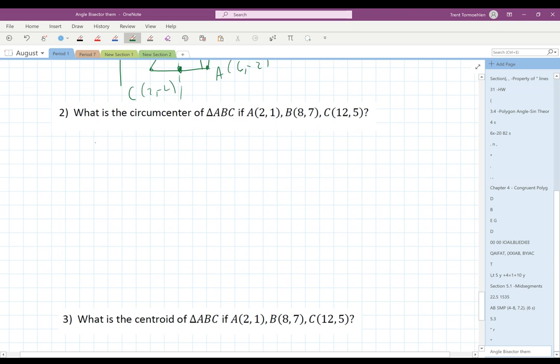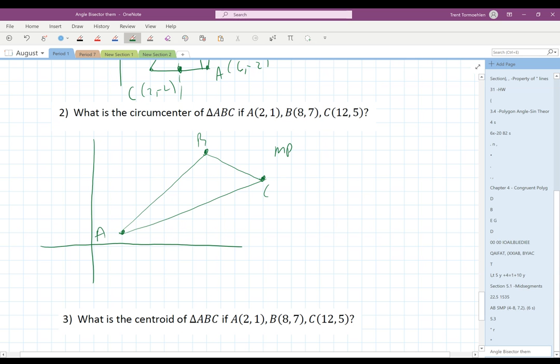Okay, for a little bit harder one, we've got (2, 1), 2 over 1 up, and then (8, 7), 8 over 7 up, and then (12, 5), 12 over 5 up. And so here's our triangle, and we want to find the circumcenter. So we need to find perpendicular bisectors. We'll just start by doing AB.